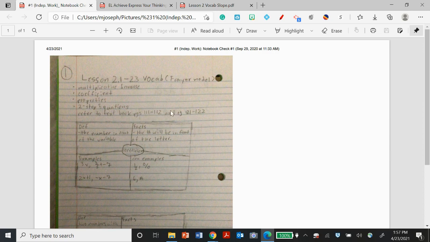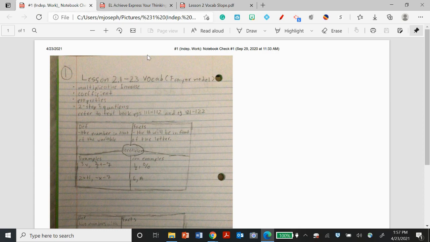Again, we use the Frayer models when introducing new vocabulary. As you can see, the student is able to write out all the words and then draw the Frayer model, and they use this in their student notebook so that they always have access to it.